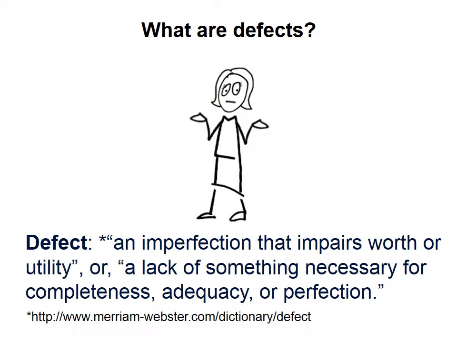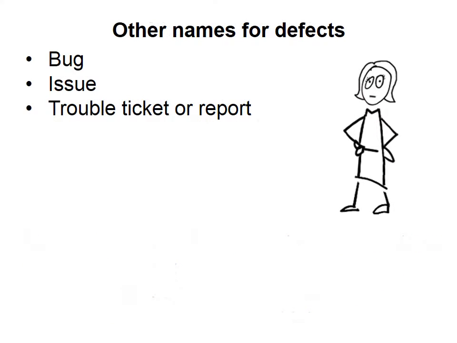What are defects? Merriam-Webster defines a defect as an imperfection that impairs worth or utility, or a lack of something necessary for completeness, adequacy, or perfection. In software development, defects are also known by other names such as bugs, issues, trouble tickets, or reports.